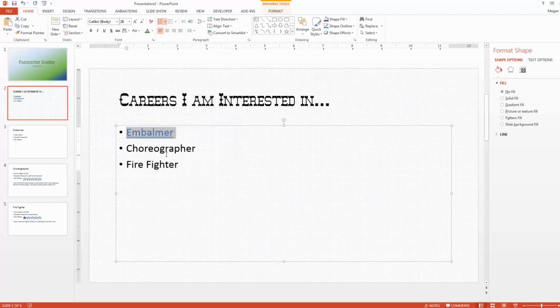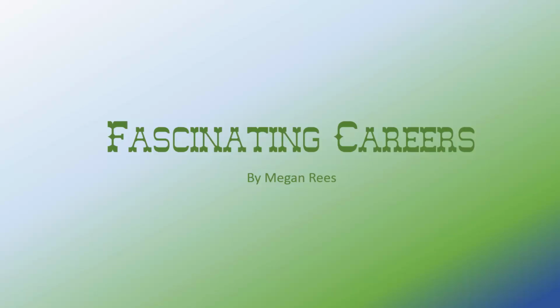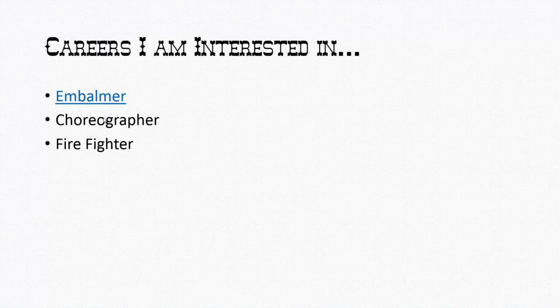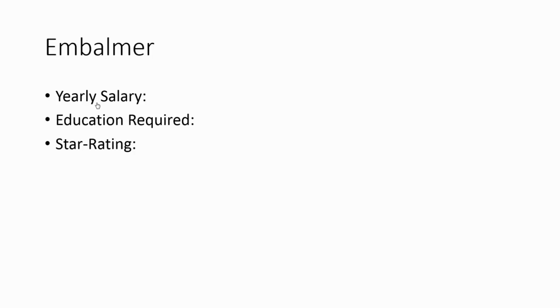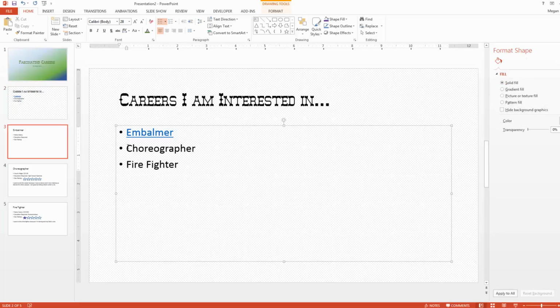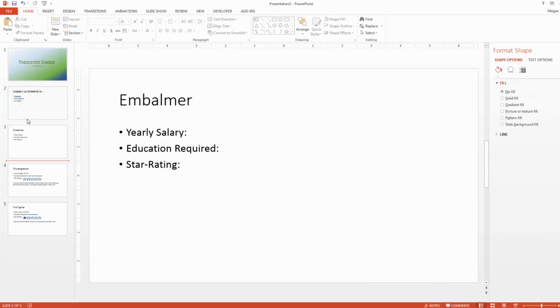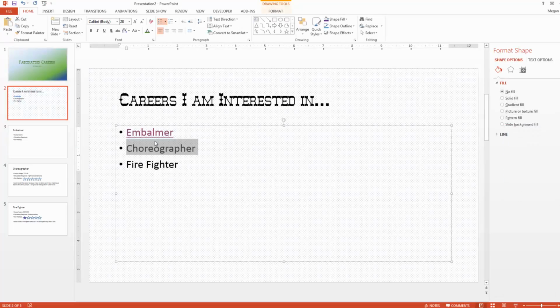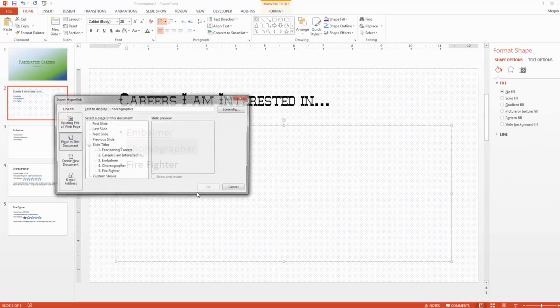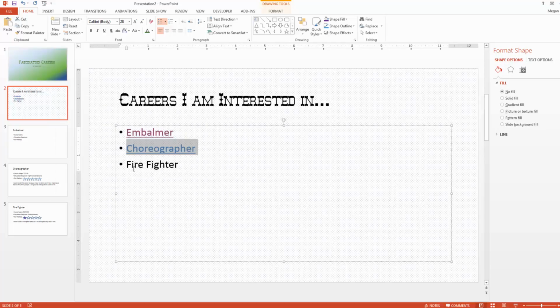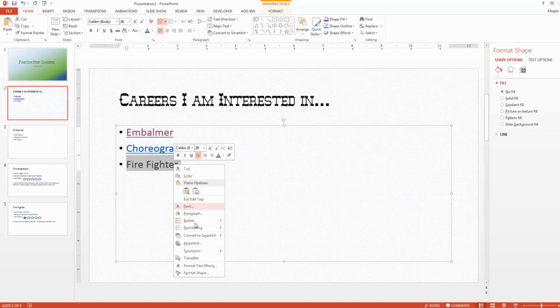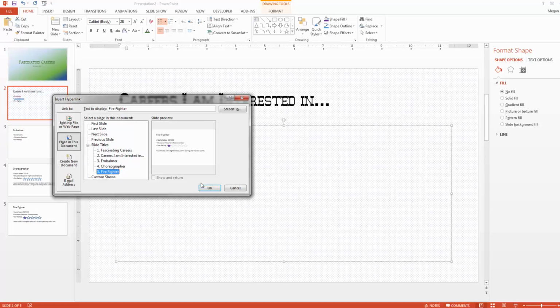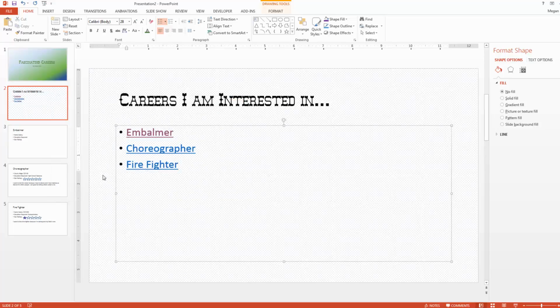And now it's underlined. So now if I watch the show, F5 will let you watch it. And I click on Embalmer, it will immediately take me to that slide. Same thing with choreographer. Okay, so I'm going to go ahead and right click, hyperlink to choreographer, and firefighter, right click, hyperlink to firefighter. Now that's the easier way, but it's not as cool.